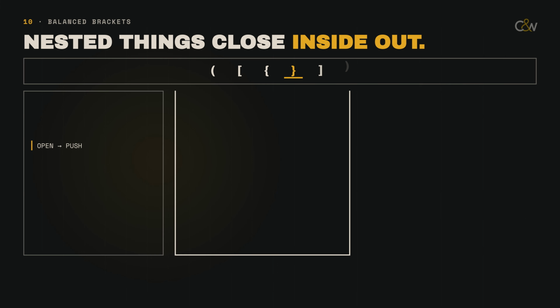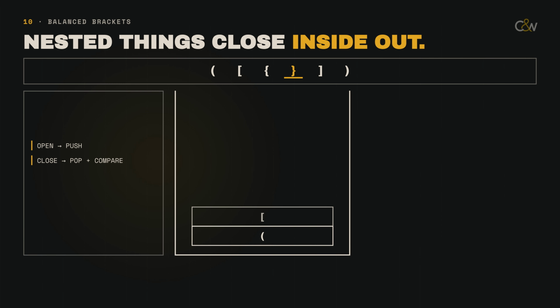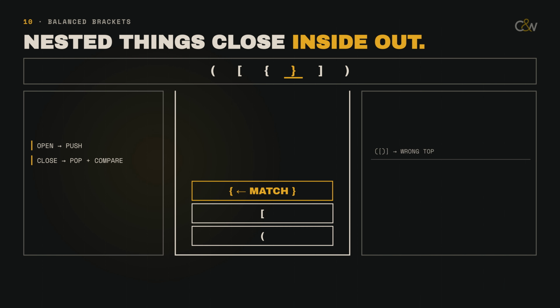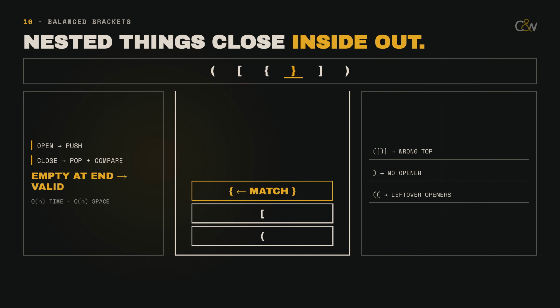The closing curly bracket pops the opening curly bracket. The closing square bracket then pops the opening square bracket. The final parenthesis pops the opening parenthesis. At the end, the stack is empty, so the expression is valid. There are two failure rules: a closing symbol with no opener or a closing symbol that does not match the top. And even if every comparison passed, leftover openers at the end also mean invalid. A stack fits because nested things close from the inside out. The newest opening must close first.